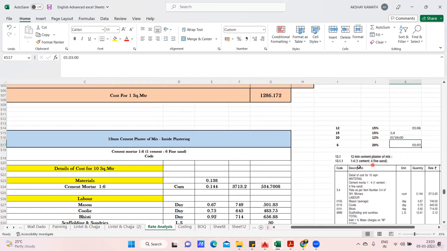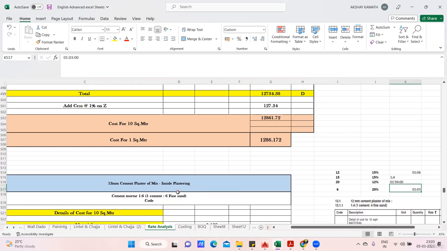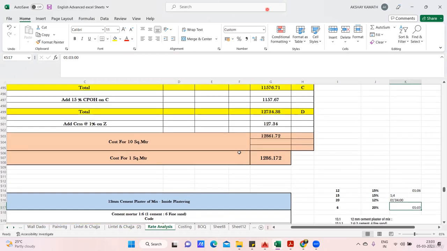And other than that, in the brickwork part, I wanted to explain one more thing. I don't know whether I explained this to you or not. I'm thinking that I did not explain it. So outside plastering, what will happen? Outside plastering will usually be 1:4, and inside plastering will be how much? Inside plastering will be 1:6.